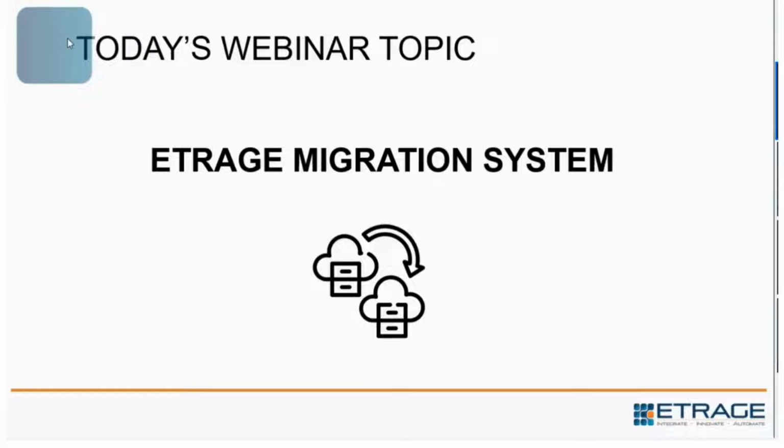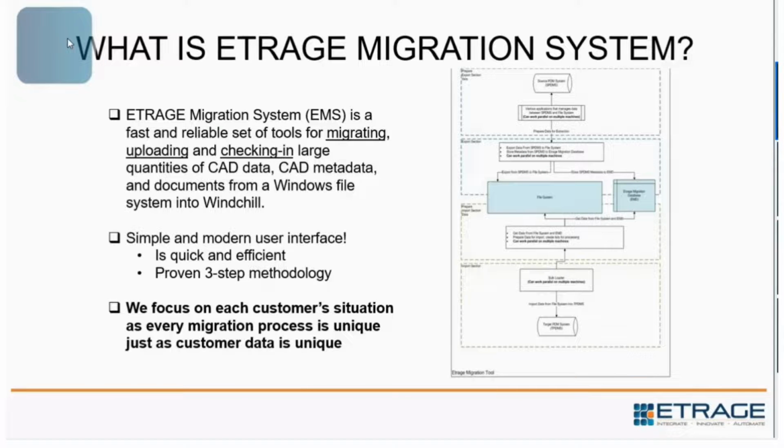Now, some specific details about today's webinar, EMS, the ETRAGE migration system. What is it? Well, it's intended to be a fast, reliable set of tools for migrating, uploading, and checking in vast amounts of CAD data, CAD metadata, as well as documents. We will take those documents, put them in a Windows file, and then we're able to migrate them into Windchill.